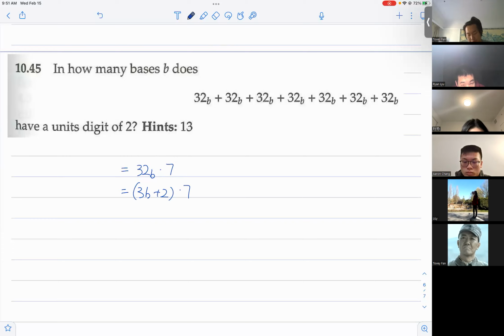But anyway, you don't even need to do this because we're just looking at the unit digit, so it's just going to be 2 times 7, right? Because even if you do this, this is going to be 21b plus 14. It's in base b, so the 21b will not affect your unit digit, and only 14 will affect the unit digit.